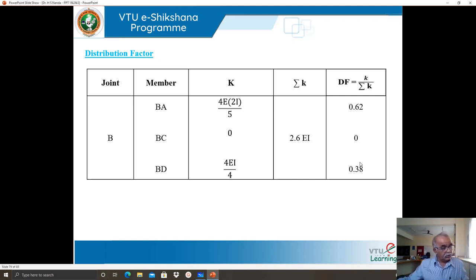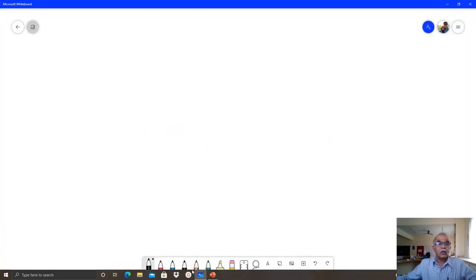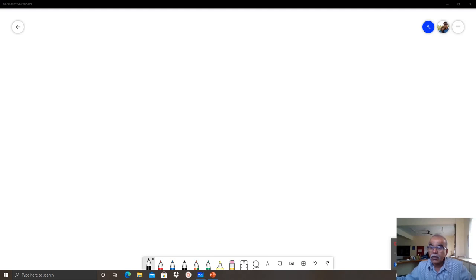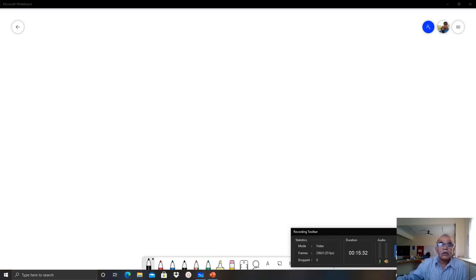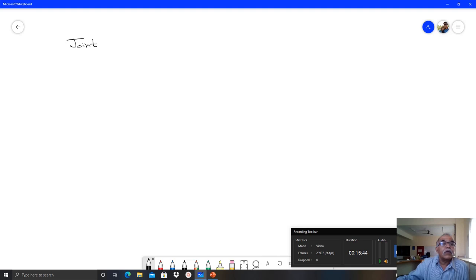Now coming to the moment distribution, balancing or final end moments are not required here. Now it is the moment distribution table: joint, member, DF and FEMs.